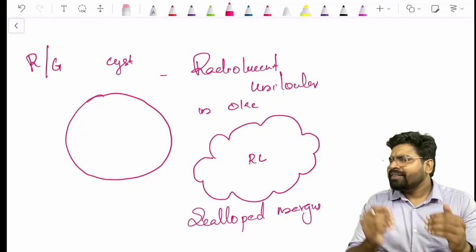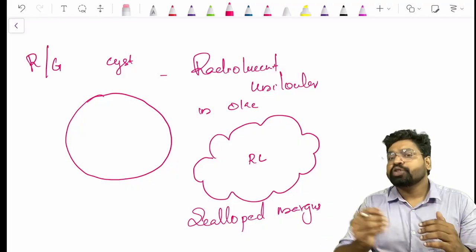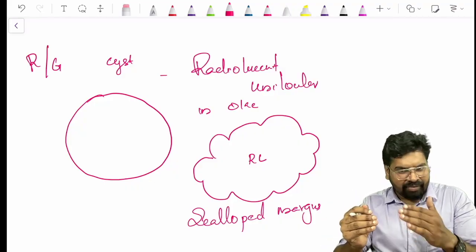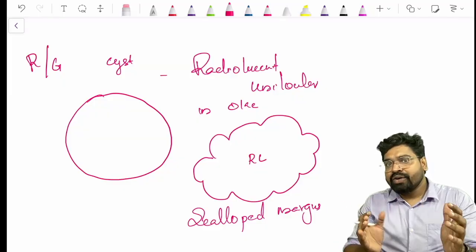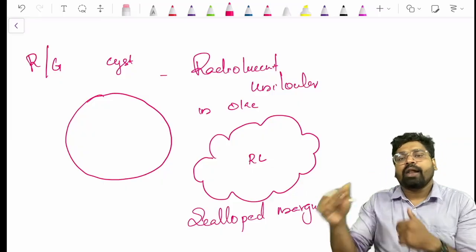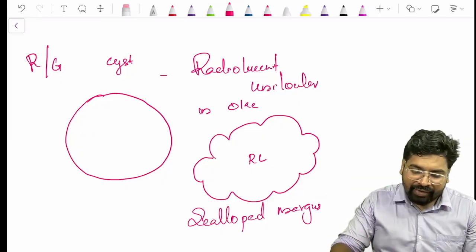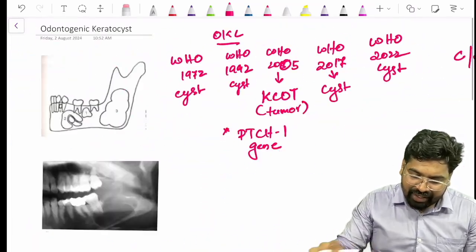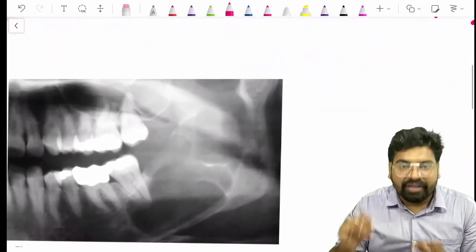So what happens is, at some places the lining will grow more, it will push more bone. At some places it will grow less. So it has a differential growth pattern. And what happens then, the lining will be scalloped. Okay, so that is what happened here. I'll show you the radiograph here. Okay, so see the radiograph.